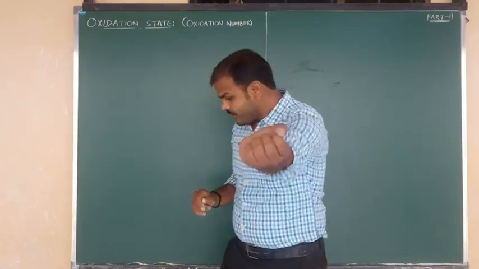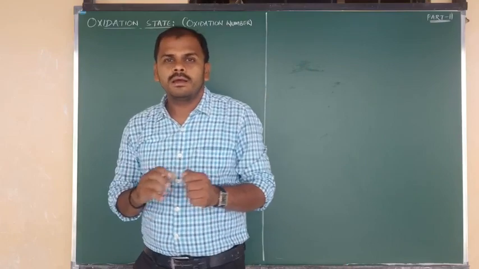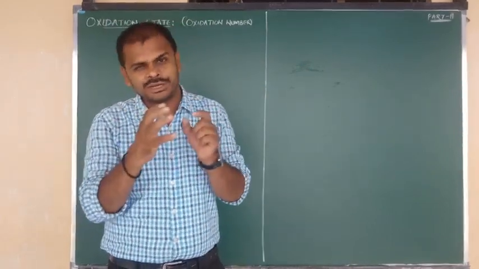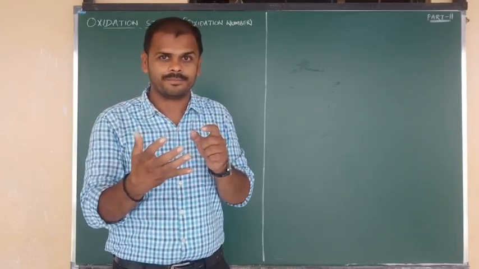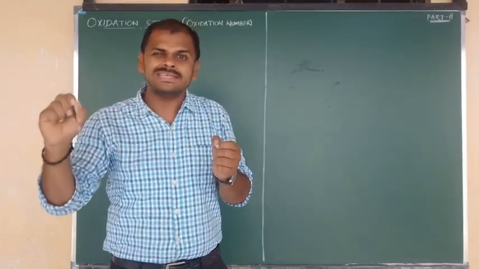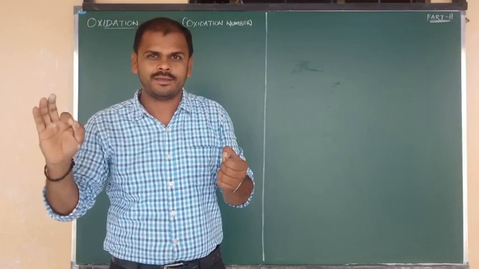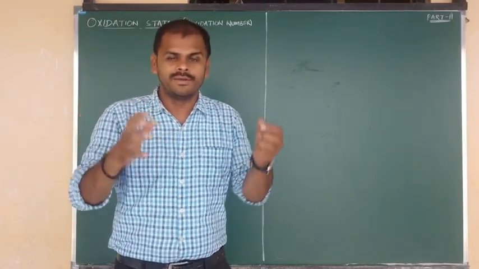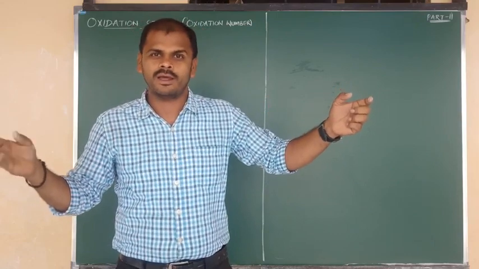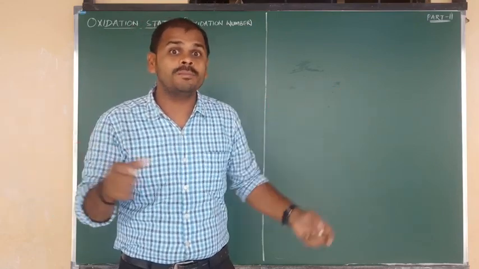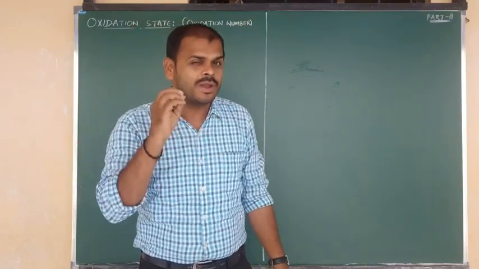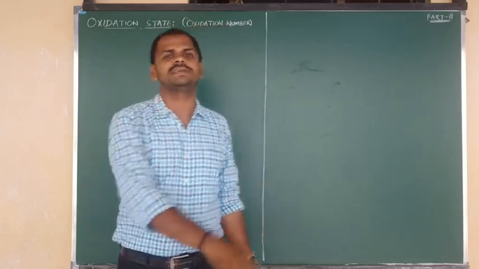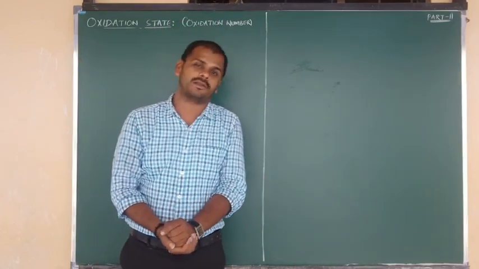So first of all in this class, let me explain what is meant by oxidation state or oxidation number, the definition. After that, how to calculate the oxidation numbers in various types of compounds. That I am going to tell you on the basis of some rules. So let me explain first the definition along with rules to assign the oxidation states of the elements, and also atoms.